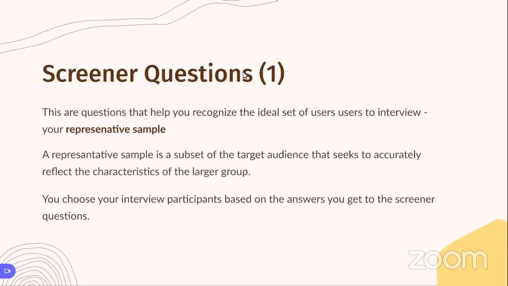So once you identify the right person who your product is for, you want to now talk to them, and screener questions help you do that. So there are questions that help you recognize the ideal set of users to interview. That is your representative sample. And your representative sample is a subset of the target audience that seeks to accurately reflect the characteristics of your larger group. And you choose your interview participants based on the answers you get to the screener questions.